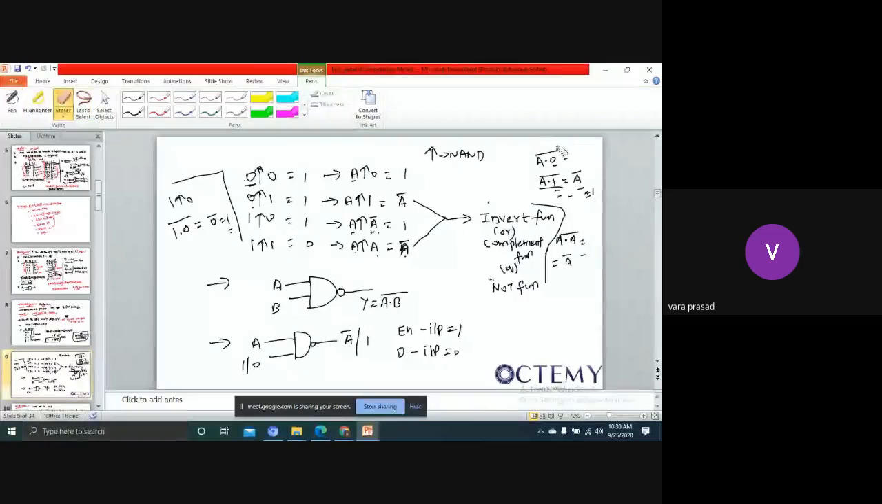Please keep in mind. For the NAND gate, if one input is A and the other is 1, we get A bar. Or if both inputs are the same, I can get A bar. Now, enable and disable input: from these two, I can tell enable and disable input.